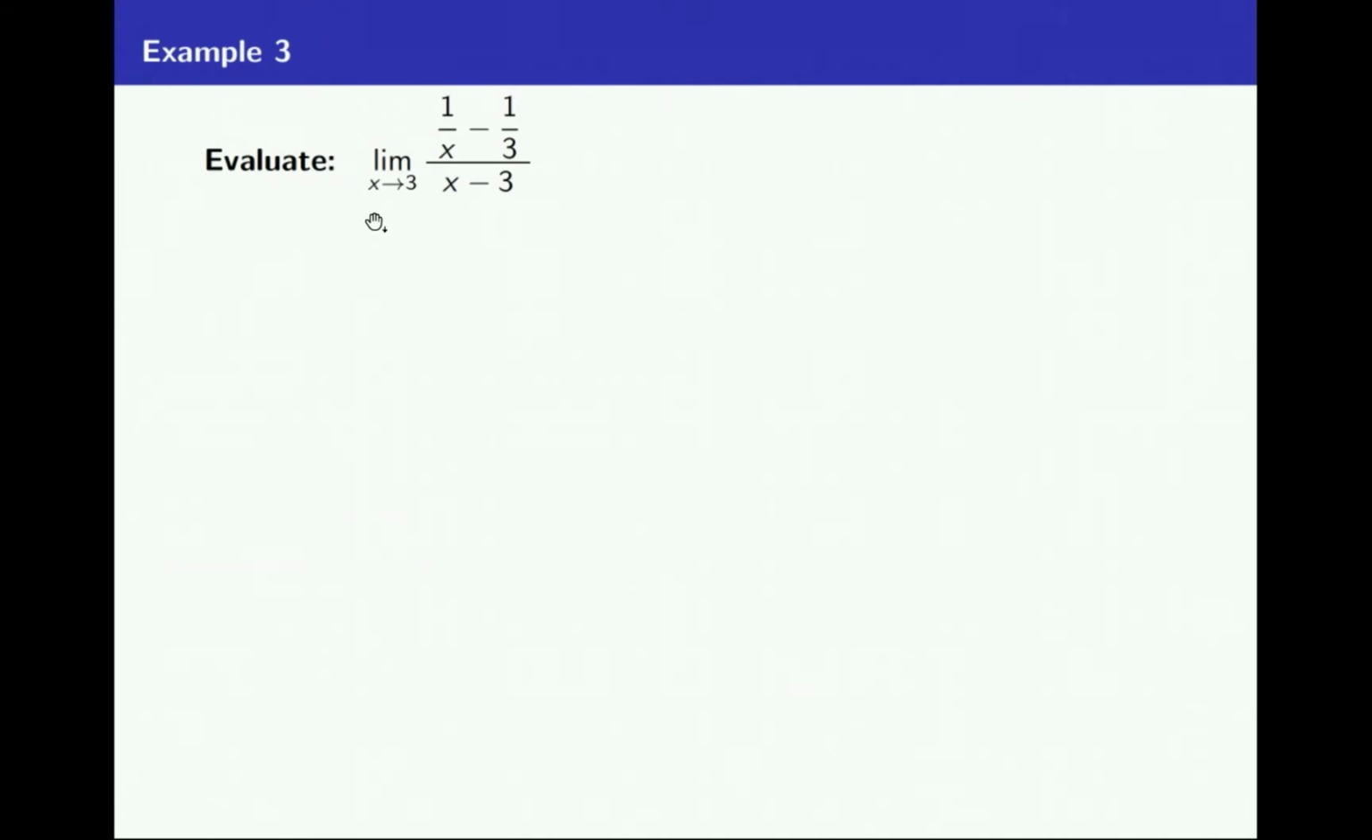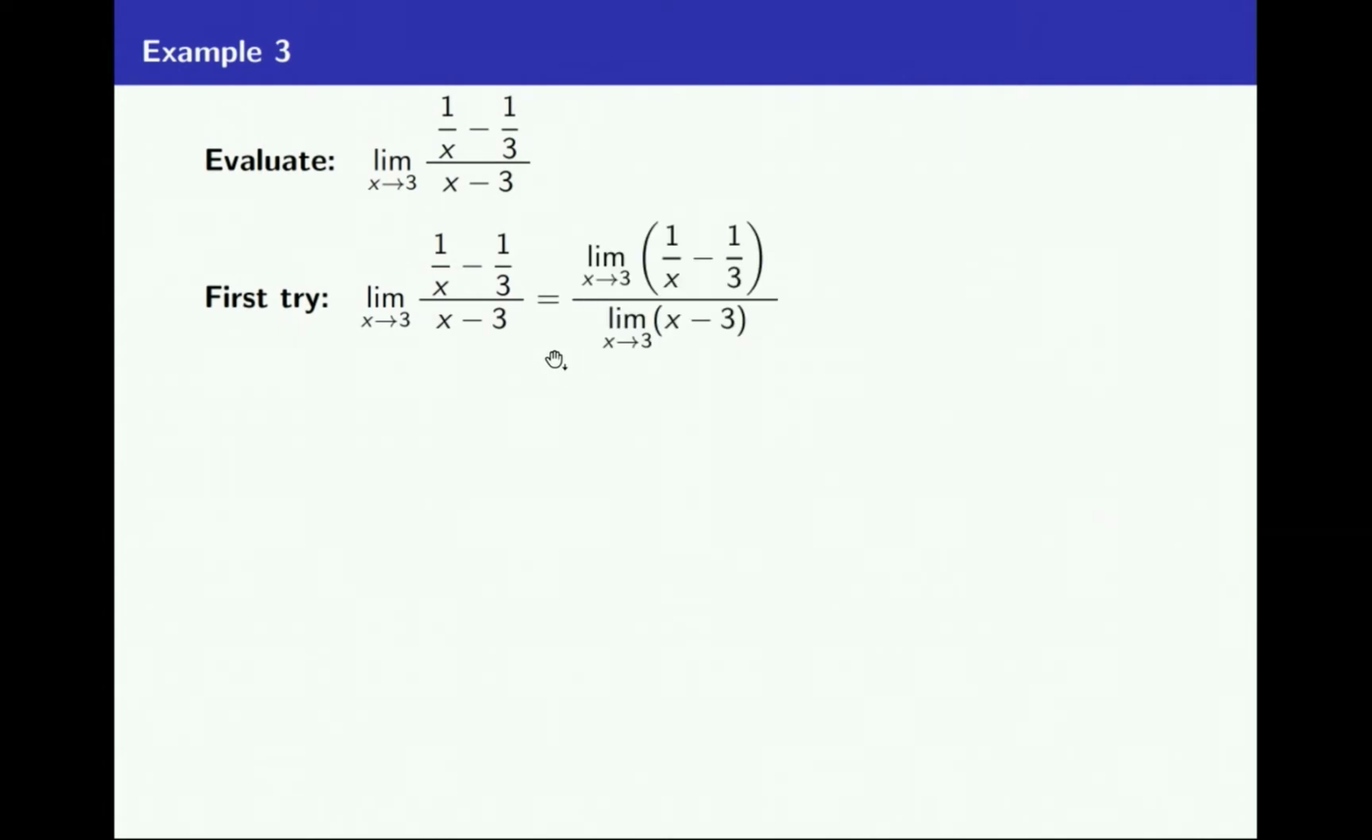Next, let's look at the limit as x approaches 3 of 1 over x minus 1/3 divided by x minus 3. Now, always when you're evaluating limits, your first reflex is going to be to apply a limit law. You might look at this limit and say, well, I have the limit as x approaches 3 of a function divided by another function. So applying a limit law here would be the limit as x approaches 3 of 1 over x minus 1/3 divided by the limit as x approaches 3 of x minus 3. But when we work that out, it gives us 0 divided by 0, which clearly is wrong.